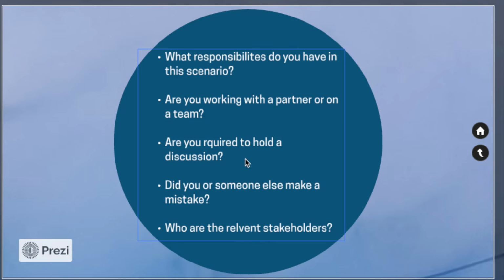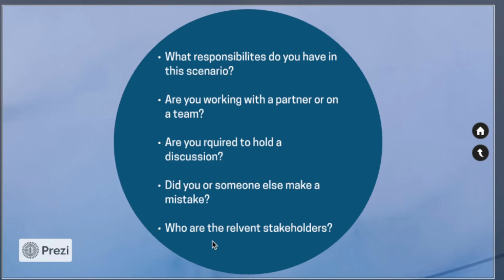And when you are required to hold a discussion, right, are you open-minded? Are you not jumping to conclusions? And are you being respectful? These last 2 questions, right? Did you or someone else make a mistake, right? If you broke a rule or were unethical or were rude, are you owning up to that? Are you taking any steps to correct that mistake? And if someone else made a mistake, right? If someone else was suggested to do something unethical or broke a rule or is being rude, are you correcting their actions, right?